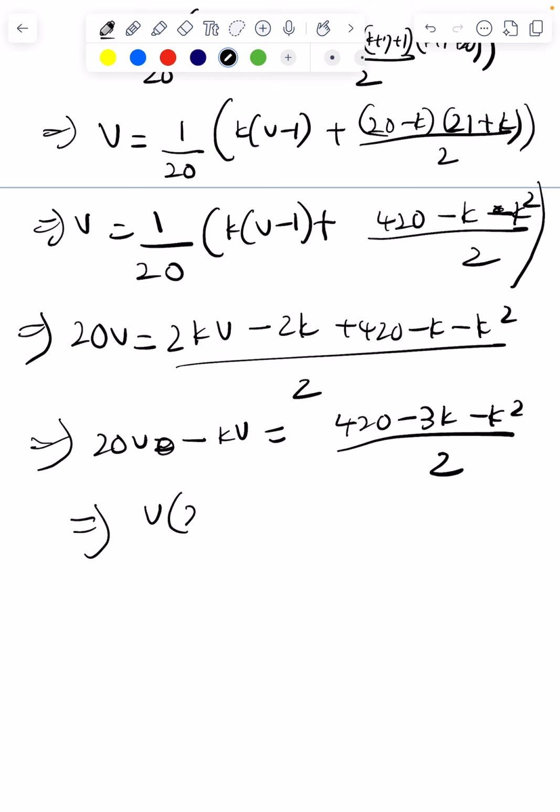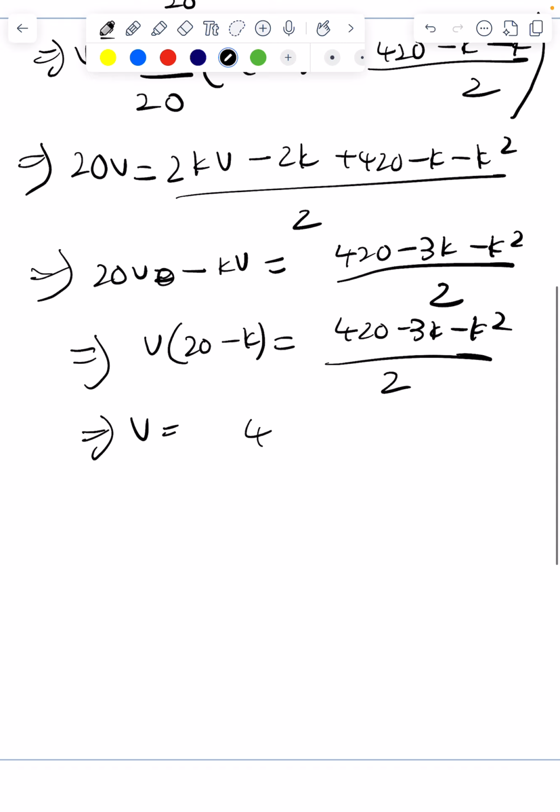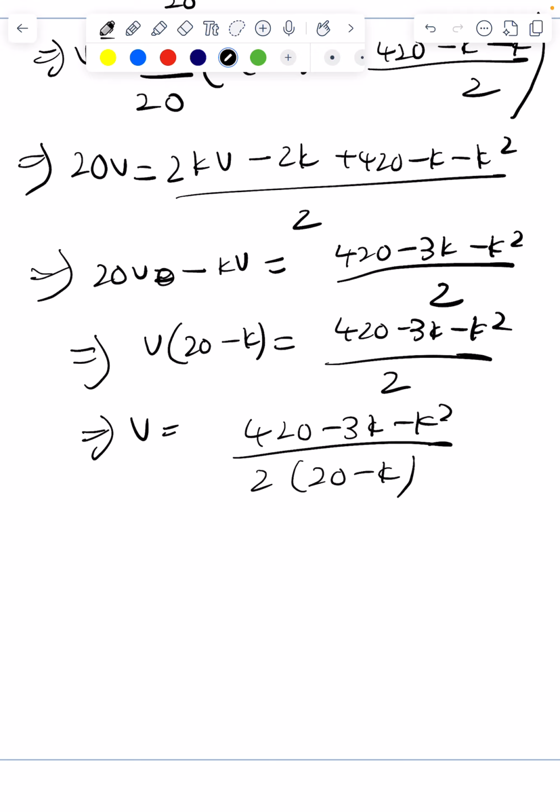So V into 20 minus K equals 420 minus 3K minus K squared divided by 2, and V would be equal to 420 minus 3K minus K squared divided by 2 into 20 minus K. This isn't divisible by 20 minus K, so let's keep it as it is for now.